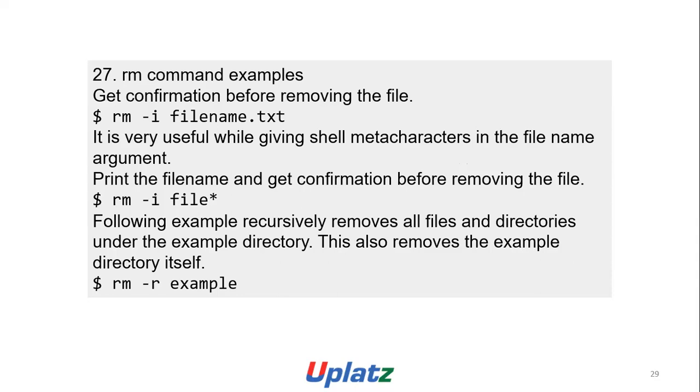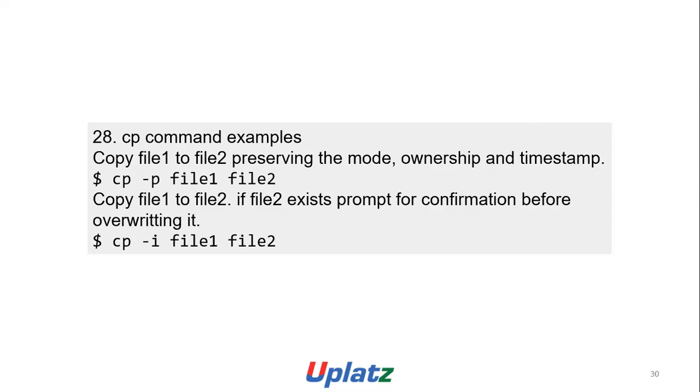It is very useful while giving shell meta characters in the file name argument. rm -i prints the file name and gets a confirmation before removing the file. The following example recursively removes all files and directories under the example directory. This also removes the example directory itself. rm -r example. cp command example: copy file1 to file2 preserving the mode, ownership and timestamp.